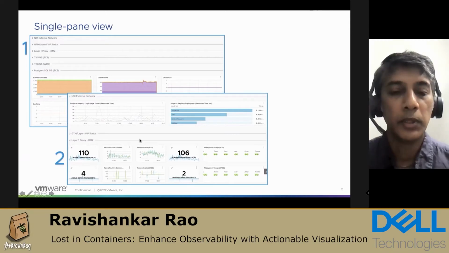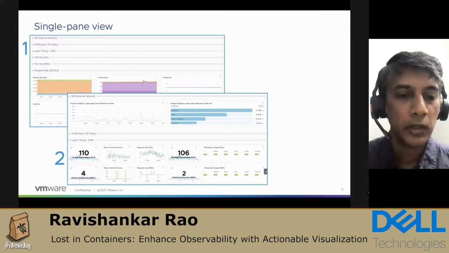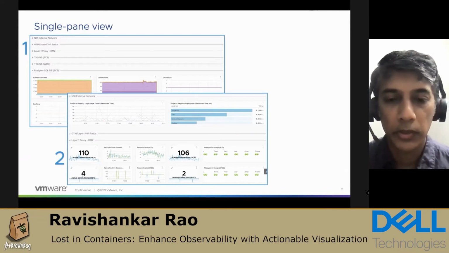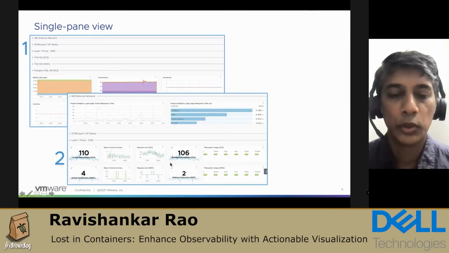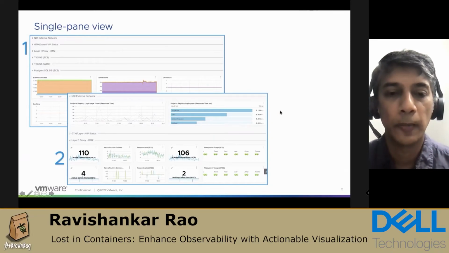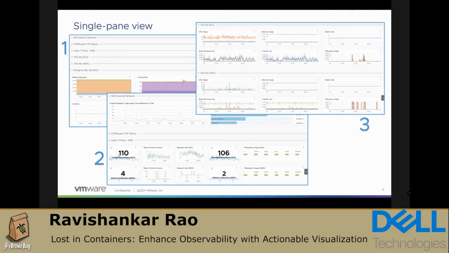I could look at the dependent services that this particular application is dependent on. It could be Redis or it could be Apache. I could look at metrics that show up on this very same dashboard. Moving further down, I have the TKG, the container KPIs within the same dashboard.